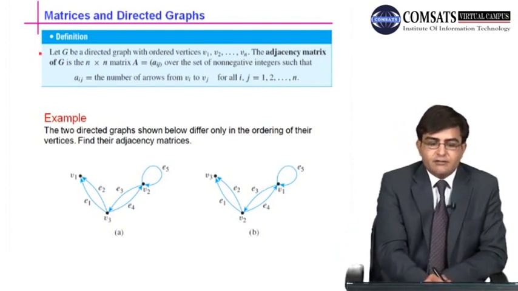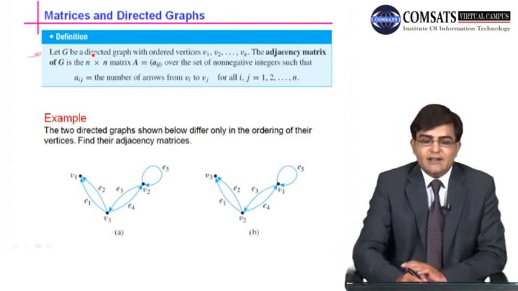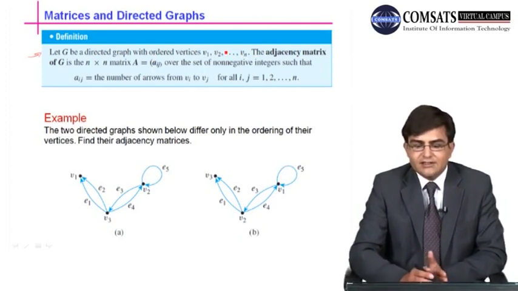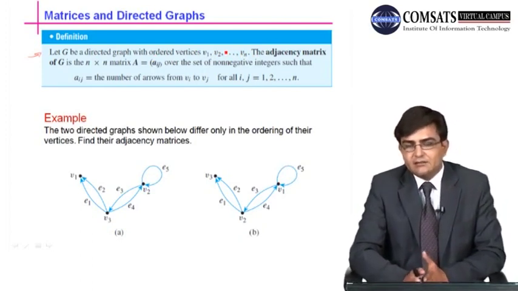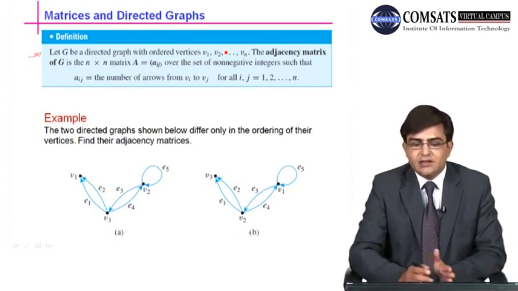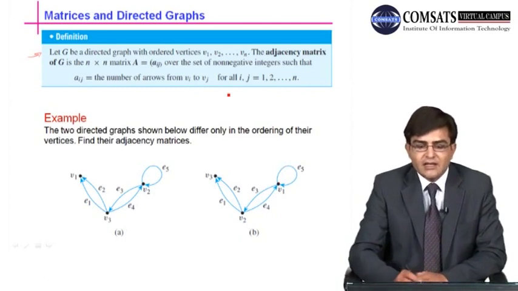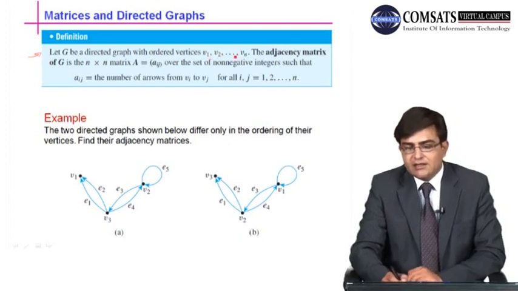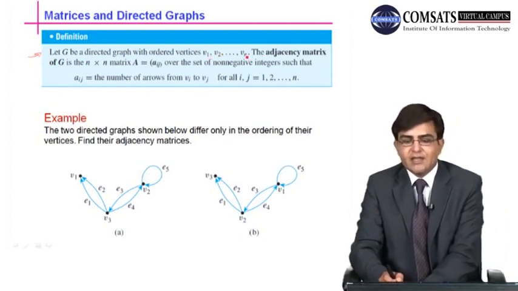By definition, the formal definition of this is: let G be a directed graph with ordered vertices v1, v2, v3, and so on. Ordered means you keep the order of vertices, that is, first comes v1, second v2, third v3. We cannot write v2, v1, v5, v3, v4. The order of vertices must be maintained. First we write v1, second we write v2, and so on up to vn.